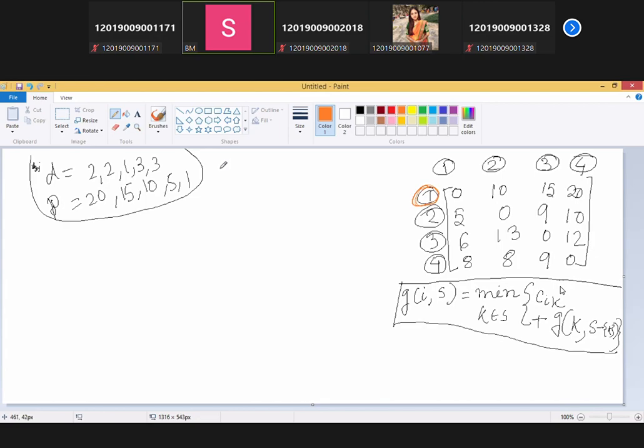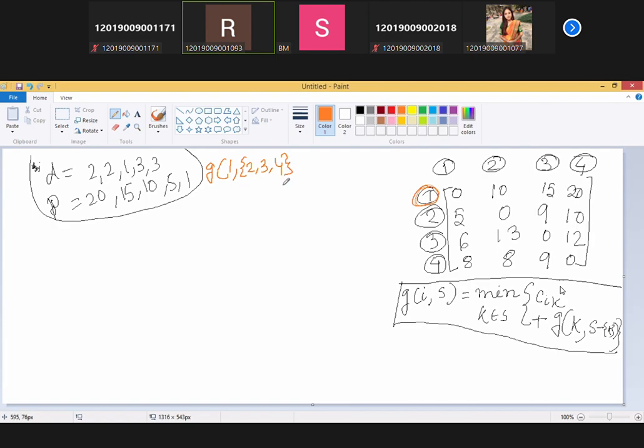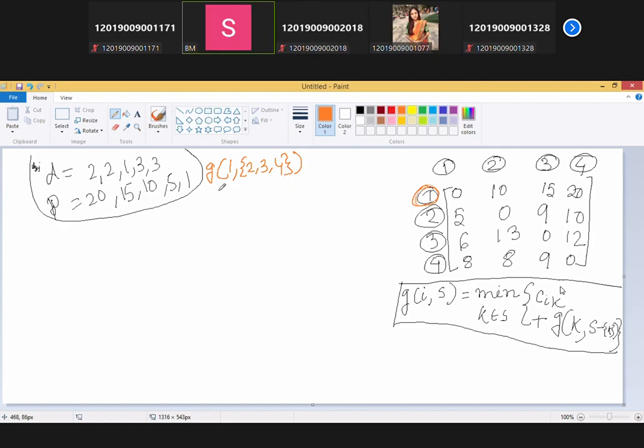This formula has to be written as G of 1, comma, S. What is S? S means the entire set. What is the entire set? 1, comma, the rest of them, so 2, 3, 4. With this function, we actually try to calculate the cost.